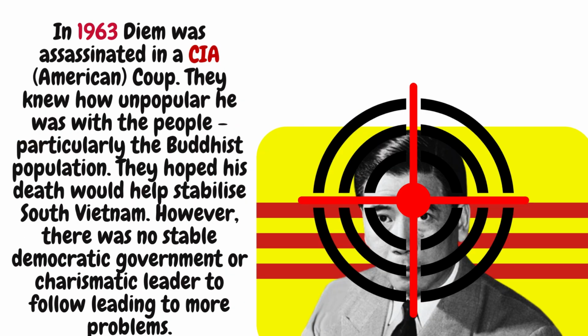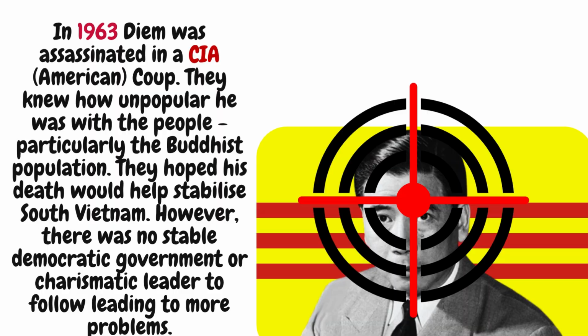So in 1963, there was a huge shock because Diem was actually assassinated in a CIA American coup. So the Americans actually managed to assassinate him. Why would they do that? He is surely their man in the South. Well, they actually know how unpopular he is, especially among the Buddhist population, and they hoped that getting rid of him and a lot of his corrupt friends would help to get a new leader, which would be able to stabilize South Vietnam and make it much more powerful and much more willing to actually beat off the Viet Cong challenge.